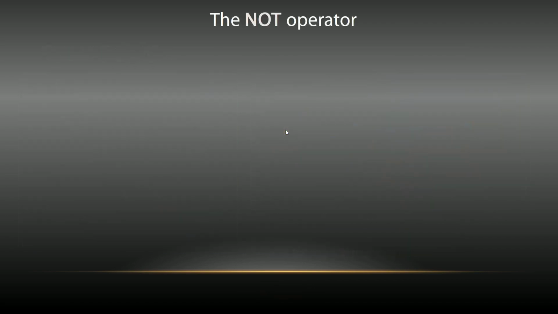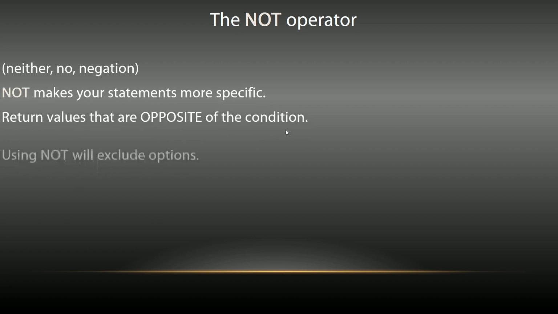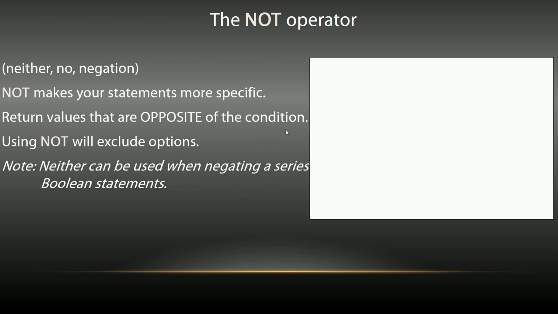So then we moved on to the last operator of the primary sets, which is the not operator. So the not is the negation or the exact opposite of whatever you want to do. Okay, and it makes your statement very specific and returns the opposite condition of what you're trying to do. Using not will exclude options. It will get rid of different options. Okay, neither can be used when negating a series of Boolean statements. Okay, so neither this nor that.